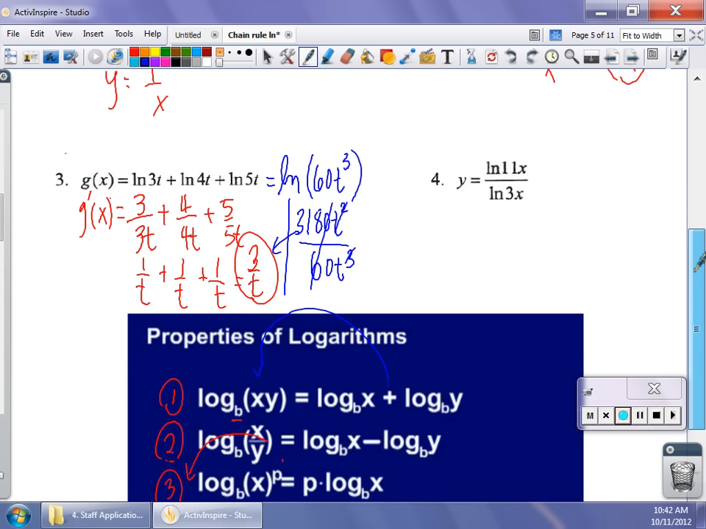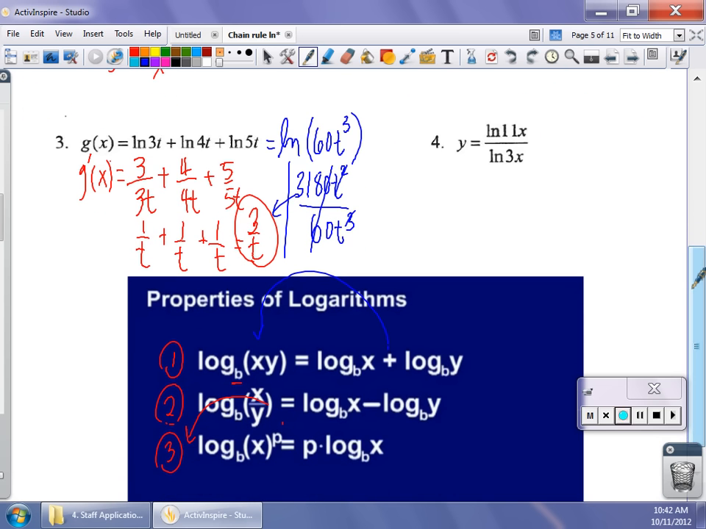Problem number 4. Sometimes students will look at this problem and think that you can use a log property here, but in reality you cannot. Let me erase some of the writing that I had on here. Some students believe that I should apply property number 2.